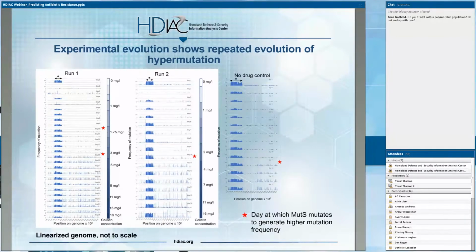So in this experiment, just to orient you, what we've done on the x-axis here is we've linearized the circular genome of Pseudomonas, and on the y-axis it goes from day 1 at the top to day 26 at the bottom on the left panel. So that's one of these bioreactor runs. And then the little blue hash marks are where the mutations occur within that genome.